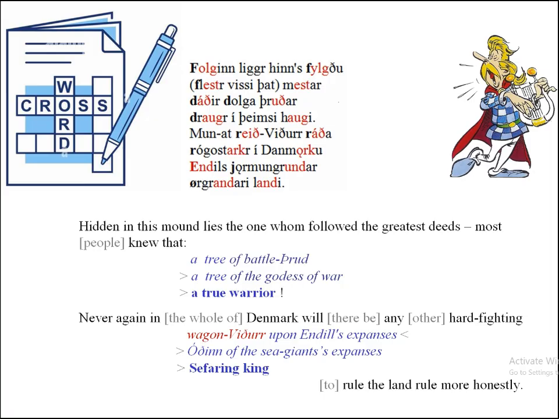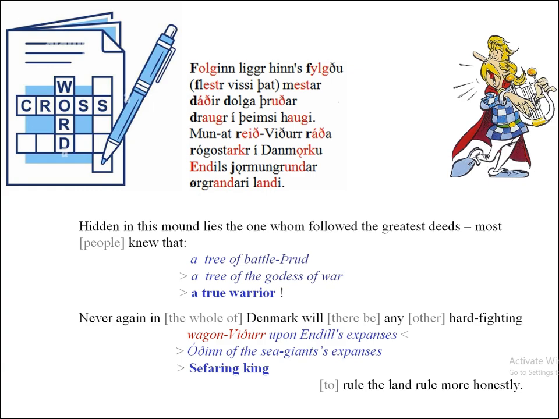Wither is a heiti for the god Odin, whereas Andil is the name of a sea giant. And this construction can be dissolved into the Odin of the sea giant's expanses, and an Odin of the sea giant's expanses is a seafaring king, or if you will, a pirate king.